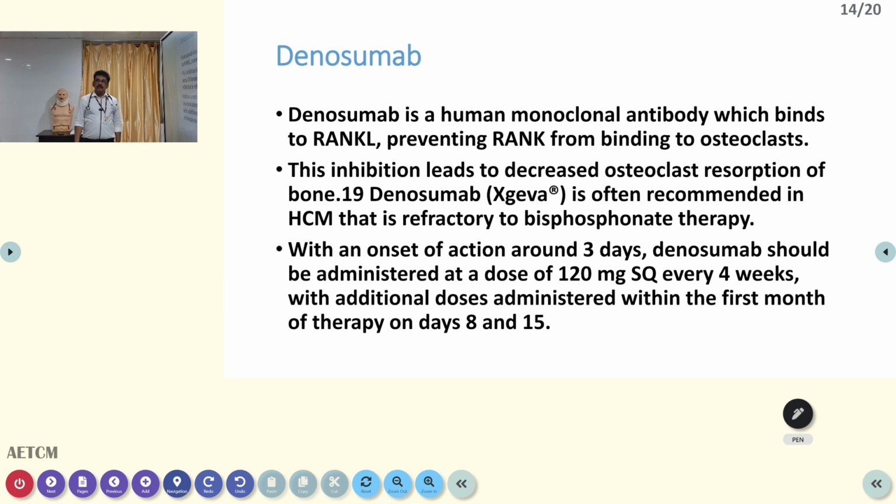Denosumab is a human monoclonal antibody which binds with RANKL, preventing RANK from binding osteoclast. So this drug also can be used to treat the patient who is having hypercalcemia. It is used in patients who have refractory hypercalcemia. In spite of using the dose of bisphosphonate therapy, this can be tried. The dose is 120 milligram subcutaneous every 4 weeks. Every month you have to give 120 milligrams. So chronic hypercalcemia and all, we can try this drug.